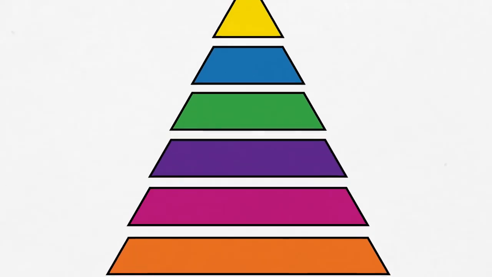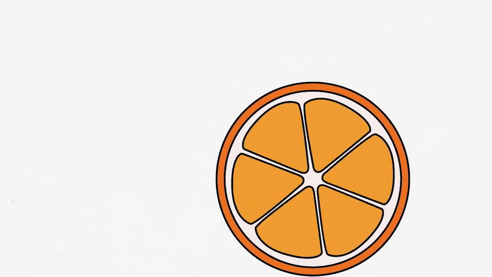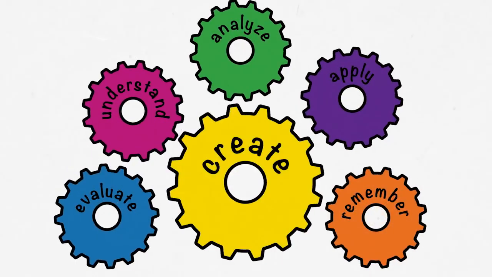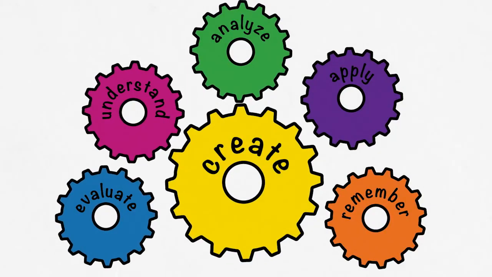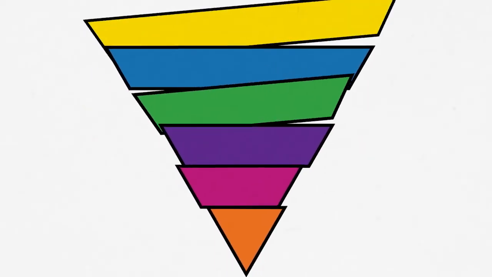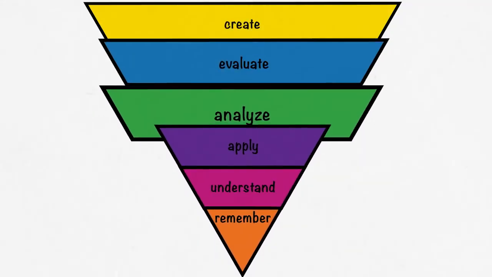In recent years, there have been many iterations and metaphors for Bloom's taxonomy, including an orange, where the 6 levels are distributed more equally, moving cogs, representing an interworking system in which creation is dependent upon all of the other aspects, or a flipped pyramid illustrating an emphasis on higher-order thinking skills.